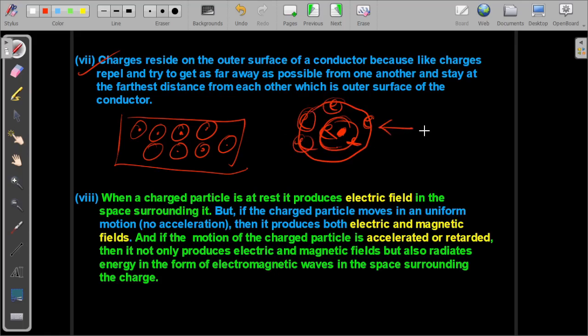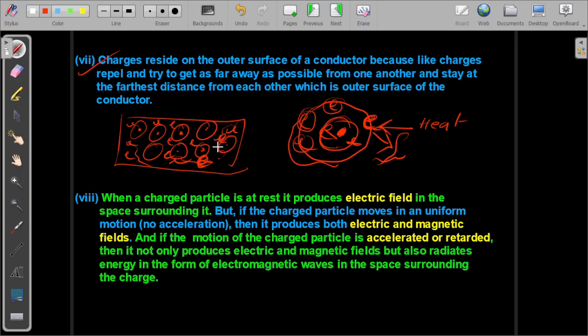If you give extra energy in the form of heat or in another way to this atom, what will happen? This electron will go away, move outward from this atom, and then it will move freely here and there. In this way, they will be moving freely. These are free electrons. In this way there will be many free electrons in the conductor.